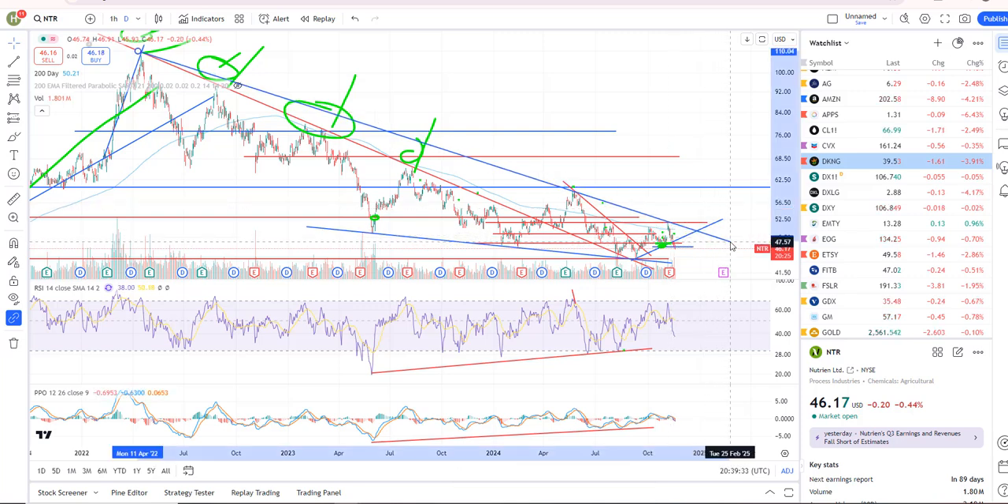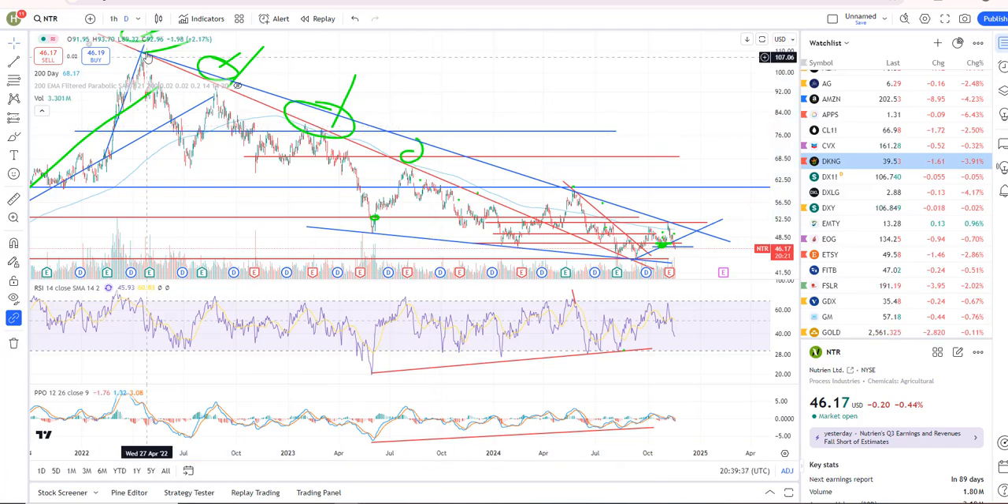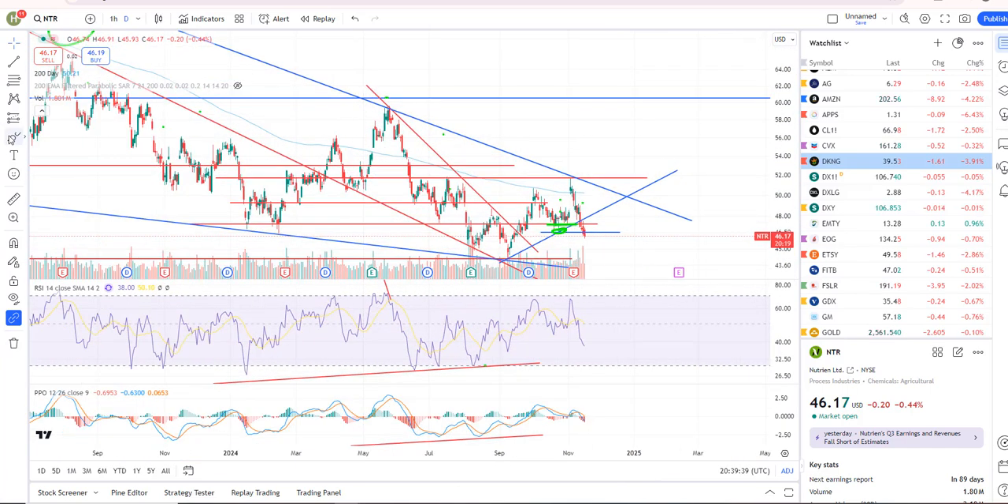I do have a resistance line now coming off the all-time highs way up here. And then you can see as I zoom in, resistance and resistance. So I think you almost need to take that out for a longer-term buy signal.